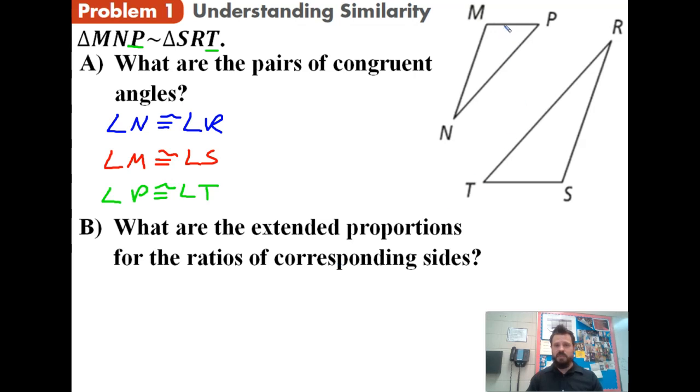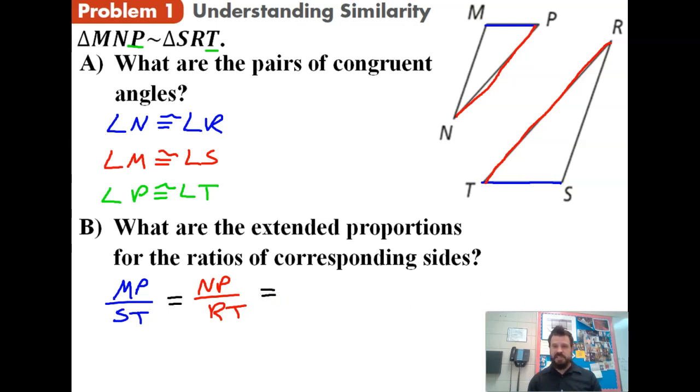So for example, I could look at the corresponding sides MP over ST. It's easy to tell they correspond because they're both a shorter side. So I'll make the ratio MP over ST. When I say the sides are proportional, that means that's going to be equal to the ratio of any other set of corresponding sides. So if we go with the bigger side next, let's say NP over RT. Those ratios are going to be equal, they'll be proportional.